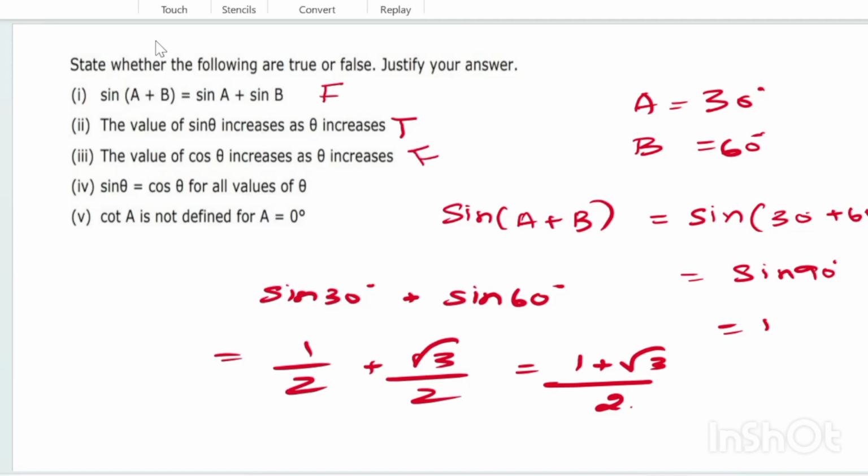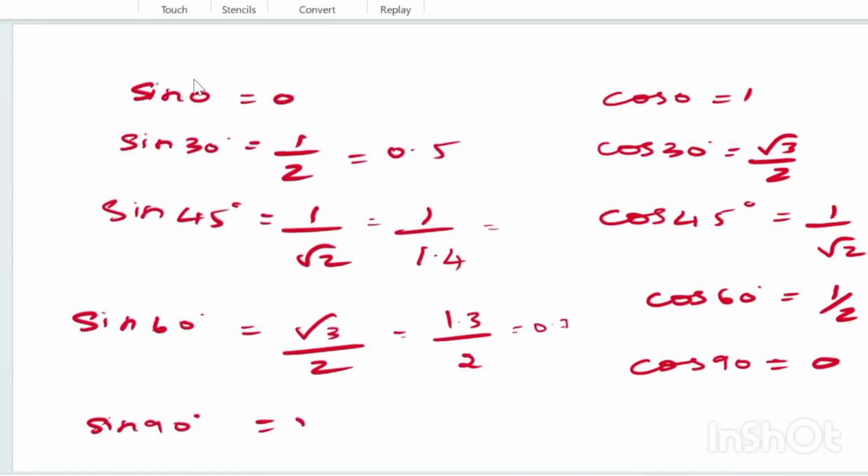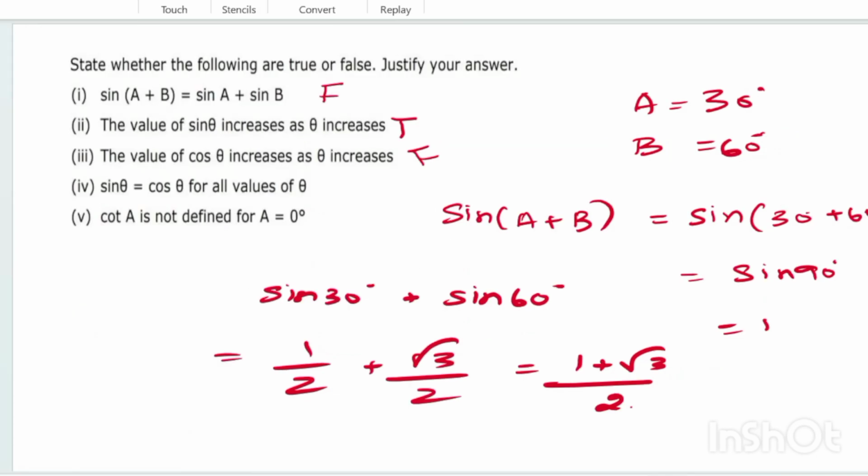Next, sin theta is equal to cos theta for all values of theta. Are sin 0 and cos 0 the same? No, right? Sin 0 is 0 and cos 0 is 1. These cannot be equal. Similarly, are sin 30 and cos 30 the same? No, they are not equal. For every value, it's different. The sin value and cos value for the same theta will be different. Like sin 60 and cos 60 can never be equal. So this is false.